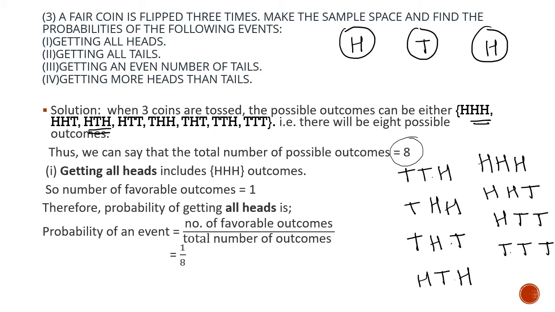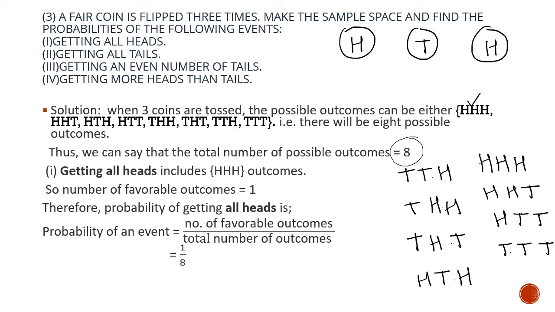Getting all heads includes getting all heads out of them. Let's see how many possibilities we have. All heads. We want to find out only those possibilities where there are all heads. First, triple H. Yes, this is a possibility.